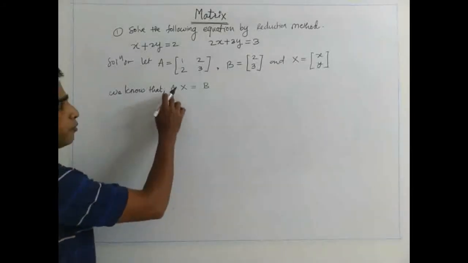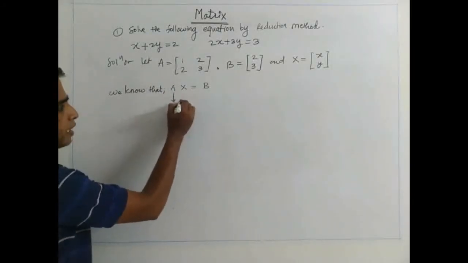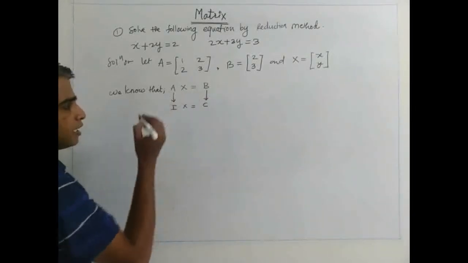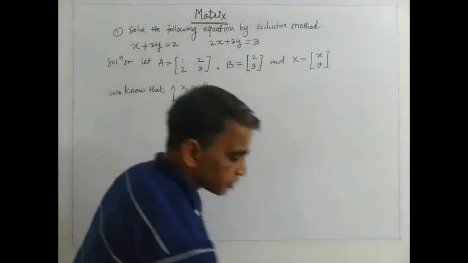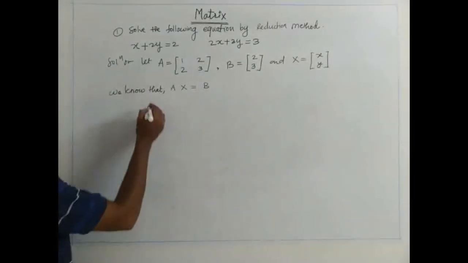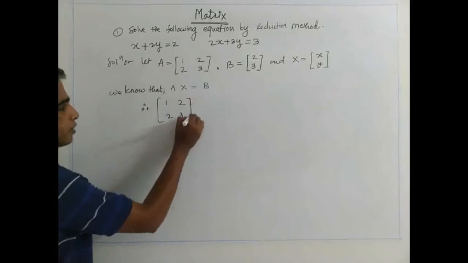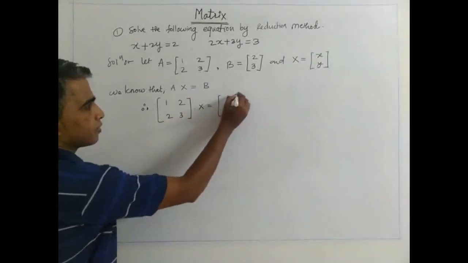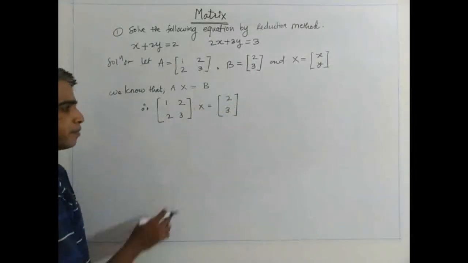In this case we will convert matrix A into an identity matrix. X will remain as it is and matrix B will change into a new matrix. That new matrix C is our resultant matrix. So let's begin with the conversion. First substitute all the values. Matrix A, [1 2; 2 3], into X is equal to [2 3]. So we substituted the A matrix and B matrix at their correct places.